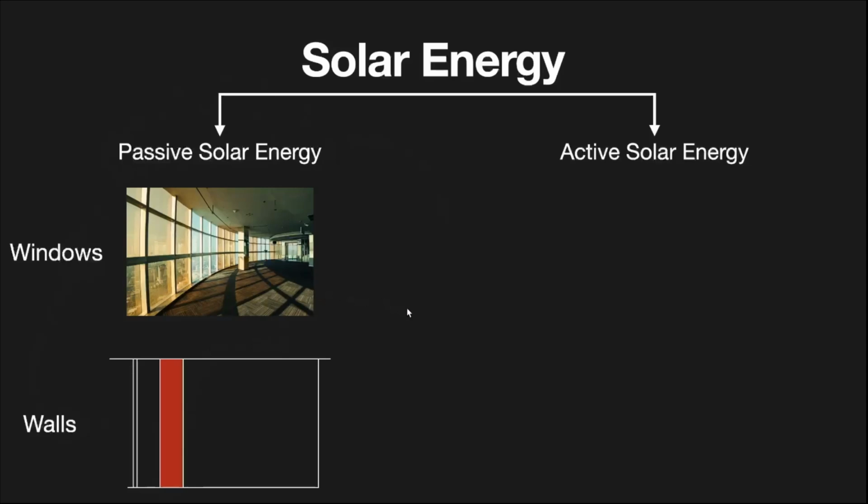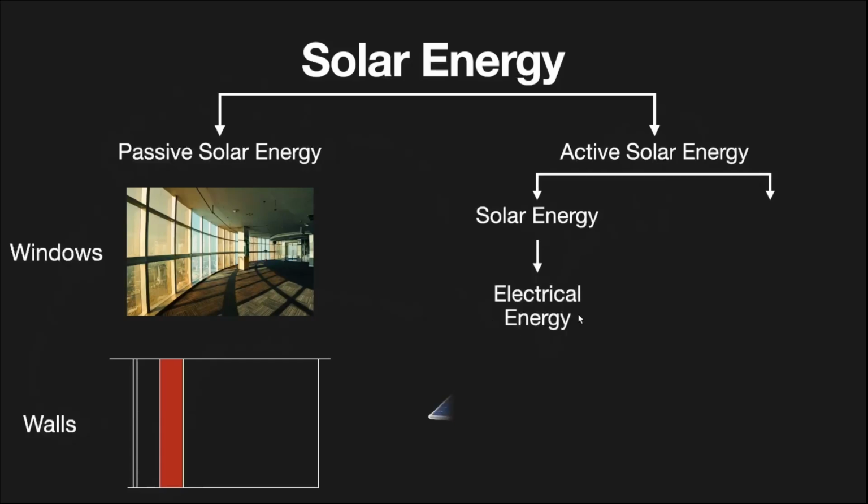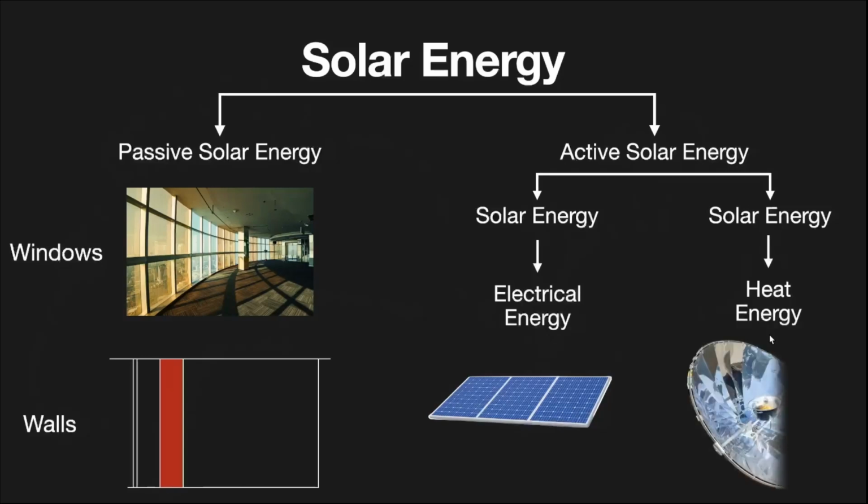Active solar energy, on the other hand, uses some kind of equipment to harness solar energy. Now, the two broad ways of doing this is to convert solar energy directly into electrical energy and then use that electrical energy for our own different needs, right? And we can use a solar panel to do this. The other option is to convert solar energy into heat energy and use the heat energy for different purposes.